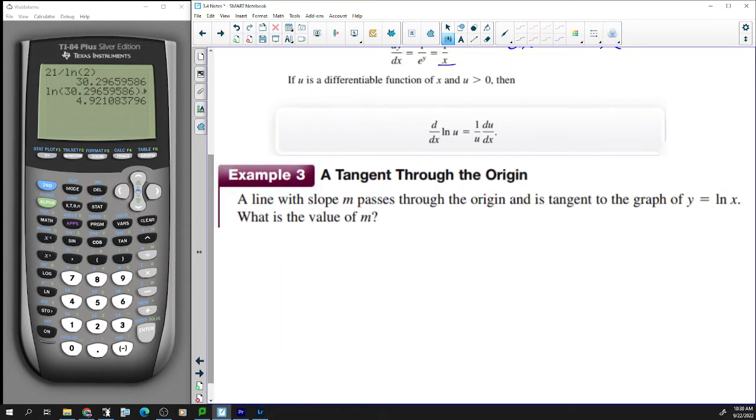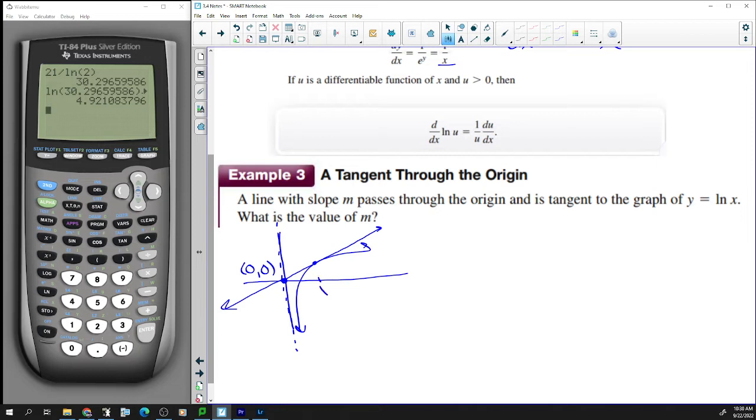Example 3, a tangent through the origin. A line with slope m passes through the origin and is tangent to the graph of y equals natural log of x. What is the value of m? So here's the natural log of x. There's the graph, and we've got this vertical asymptote right here. They say that a line passes through the origin, 0, 0, and is tangent somewhere to the graph. And we don't know what that point is, and they want to know the slope of the tangent line.